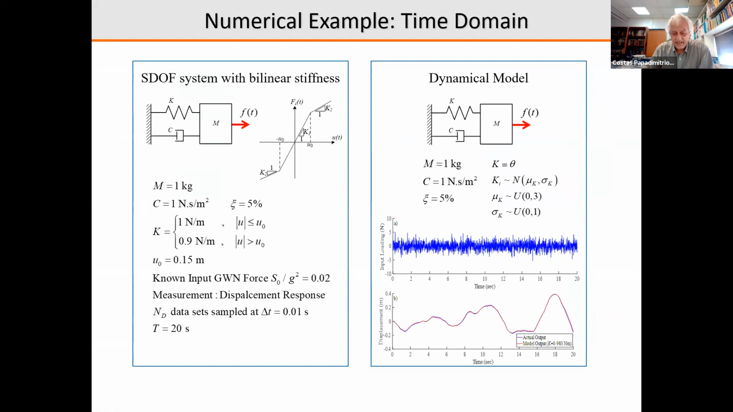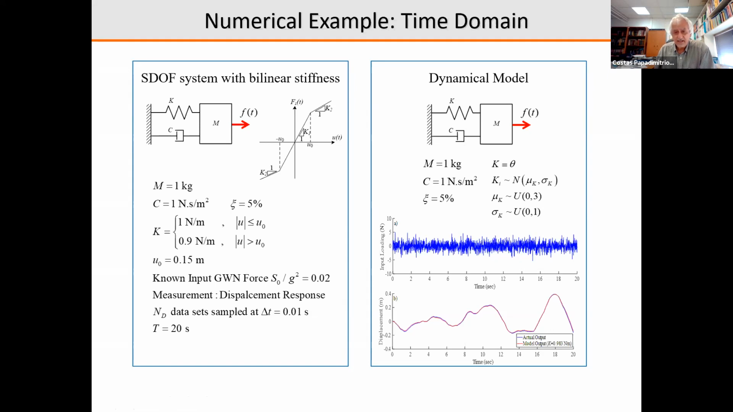This is a numerical example where I use a nonlinear model with bilinear nonlinearity as my system, and I use a linear model as the model that I try to update. So data comes from the nonlinear model. The model is linear, so I have a model error. And I generate 100 data sets from the nonlinear model. Okay? My input is white noise, but to generate the 100 data sets, I use the same strength of the white noise. So the operational conditions are the same. The excitation characteristics are the same. The details in the white noise change.